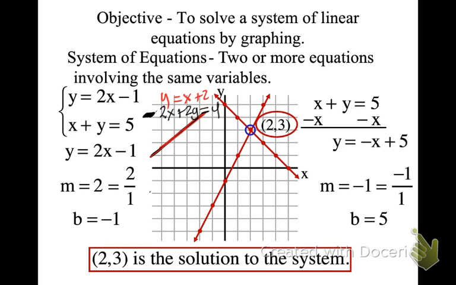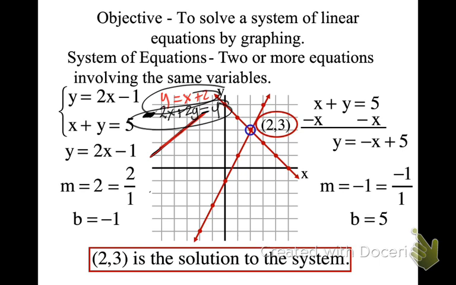Okay? Tell me the solution set there. Tell me the solution there, Jonah. Infinite solutions, because they actually are the same equation. They're just written differently. So when it's the same equation, they're really lying on top of each other. It's infinitely many solutions. Yes.